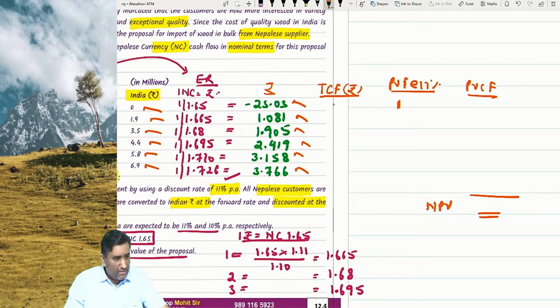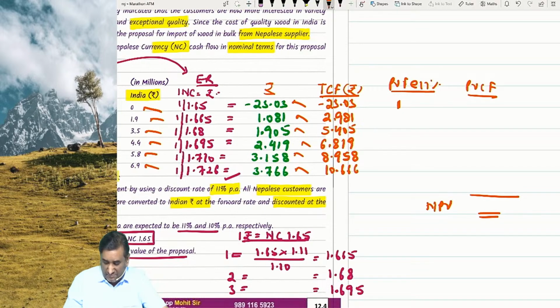Total cash flows will be, first one is same, I think 23.03. Next one 1.9 plus 1.081, 2.981. Then 5.405, 6.819, 8.958, 10.667.